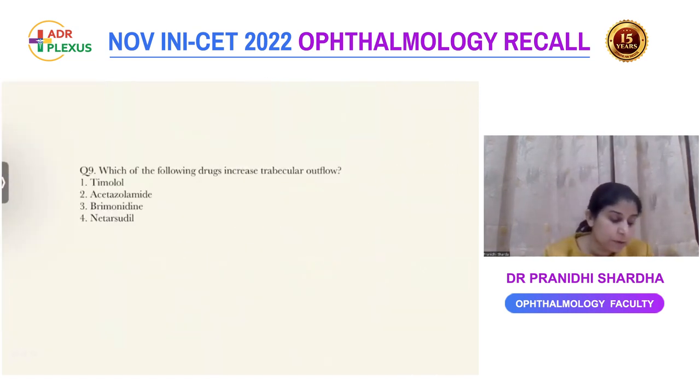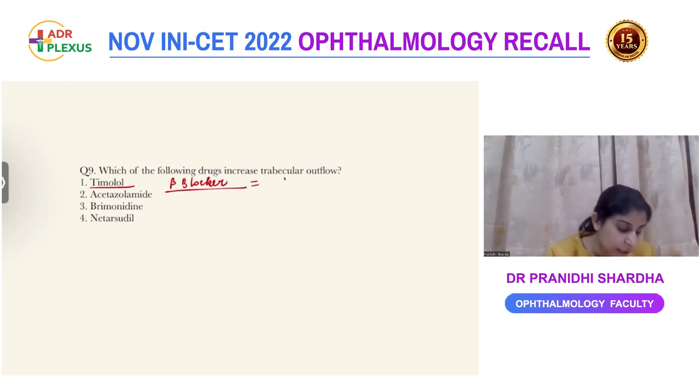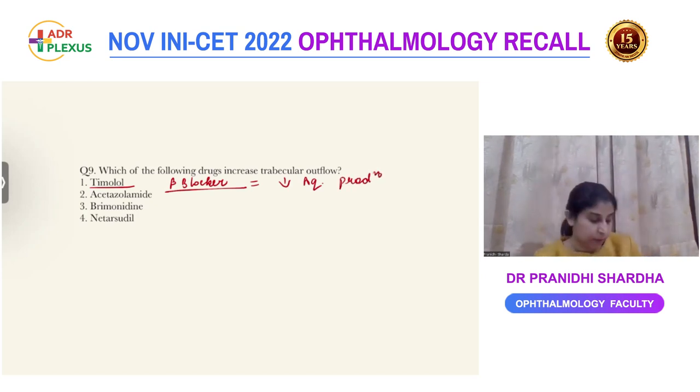The next question is, which of the following drugs increase the trabecular outflow? The mechanism of action of the anti-glaucoma drugs is a very repeated question. First is timolol. Timolol is a beta blocker. What is the mechanism of action of beta blockers? They decrease the aqueous production.